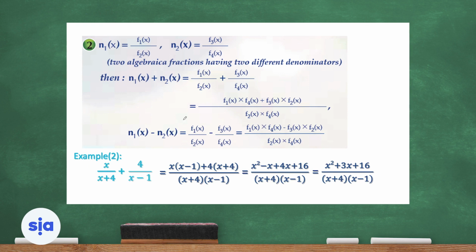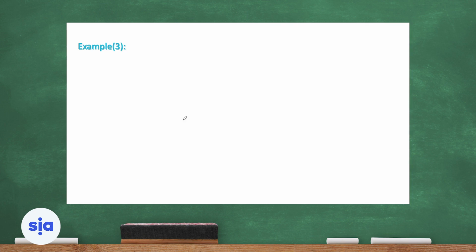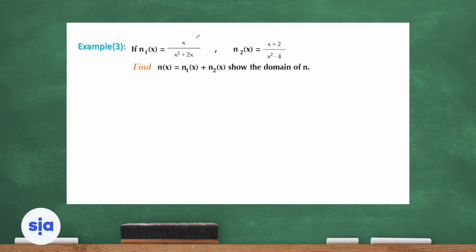Let's move on to example 3. Here, in example 3, we have two algebraic fractions, and the question wants us to add them together and to show the domain. Let's see it together. Let's write the question. The question is asking you to find n1 of x plus n2 of x, so we're going to write them plus each other.